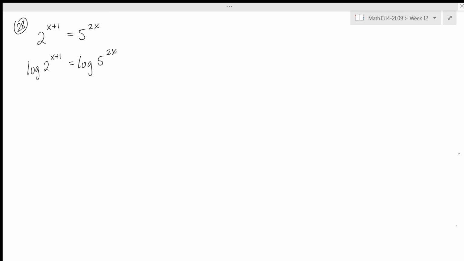And one of those properties said if I have an exponent, where can it go? Y'all remember that? The power rule. If I'm taking the log of something with an exponent, that exponent can come down to the front. So the x plus 1 is going to get to come down to the front. And on the other side, so is the 2x.